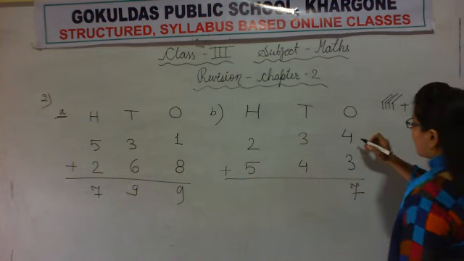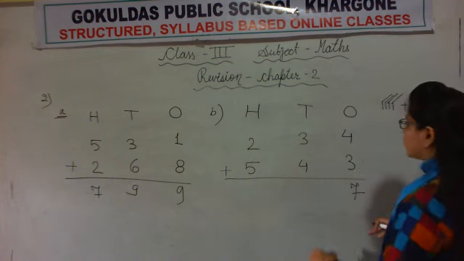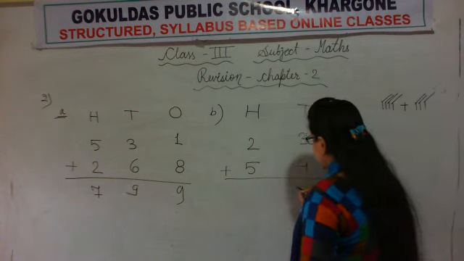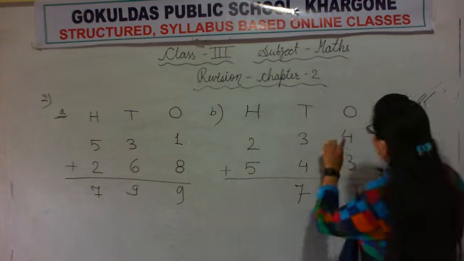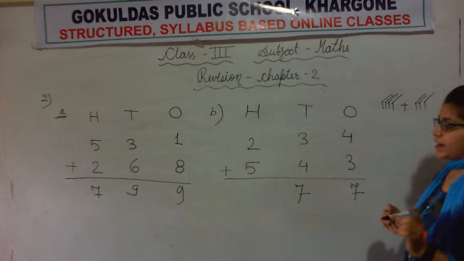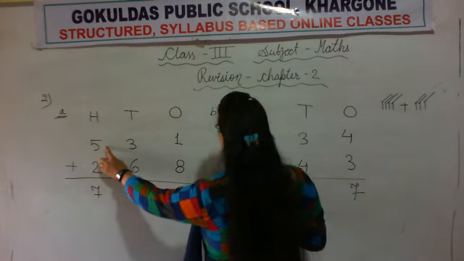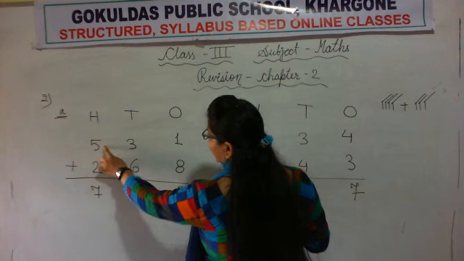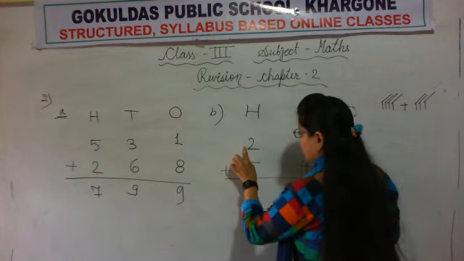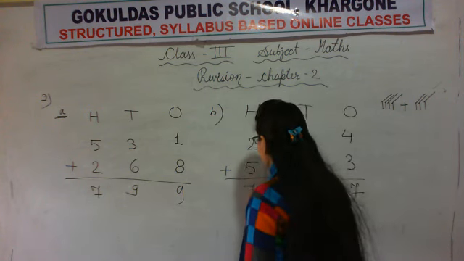Now order property. See, we added 4 plus 3. So 3 plus 4 is equal to 4 plus 3. So we can write the 7 here also. 4 plus 3 is equal to 3 plus 4. Order property. Now 5 plus 2. See, here also we can do 2 plus 5. Here we added 5 plus 2. So 5 plus 2 is equal to 2 plus 5. That is equal to 7.